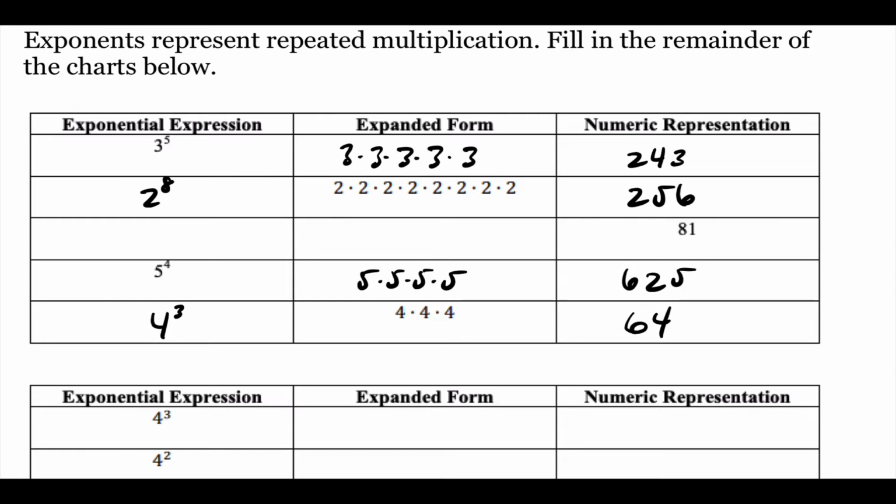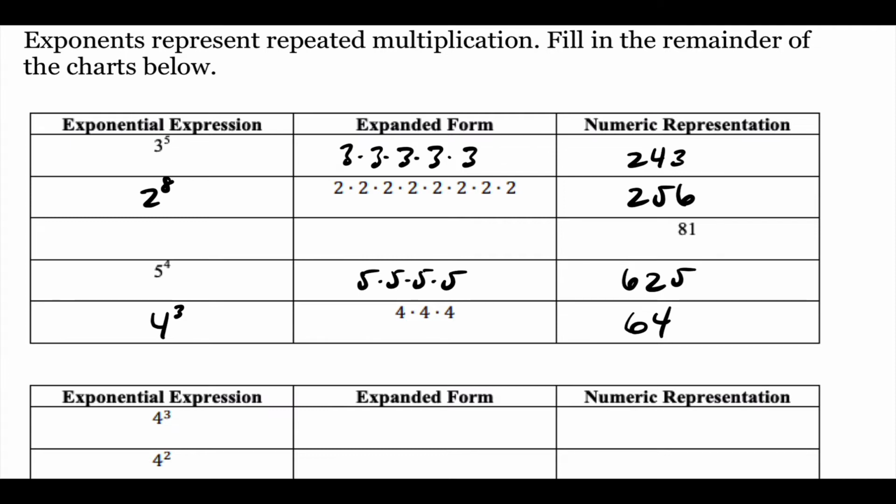So 3 to the fifth means 3 times 3 times 3 times 3 times 3. And if I put all of those in my calculator, I get 243. Okay, same thing here. There's 8 of these, so it means 2 to the eighth, which means multiply all of those, you get 256.